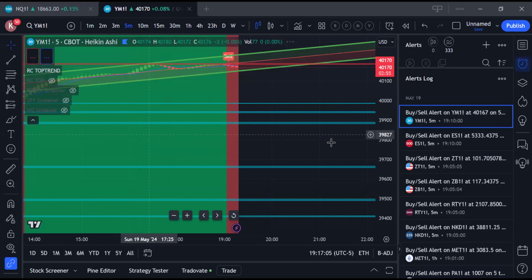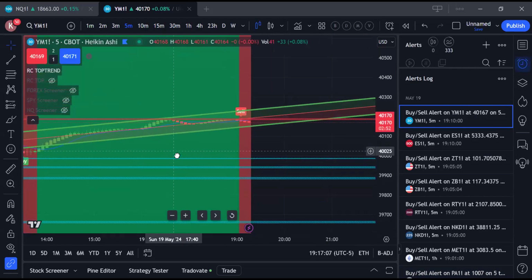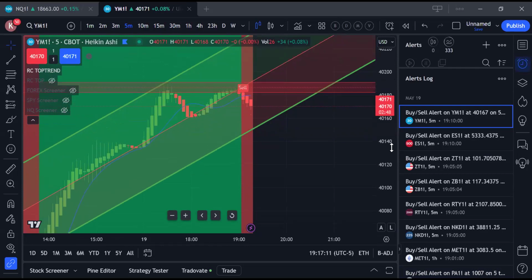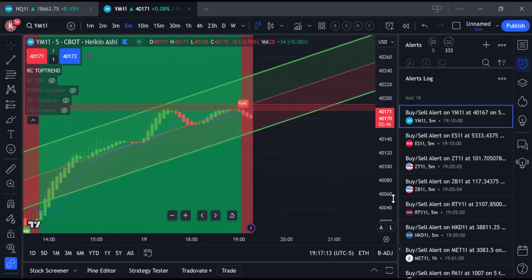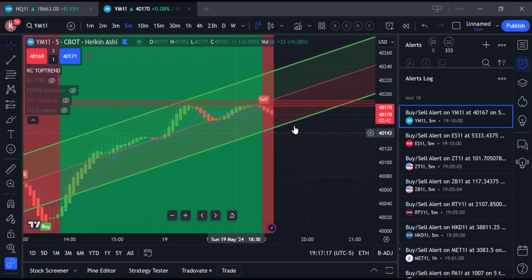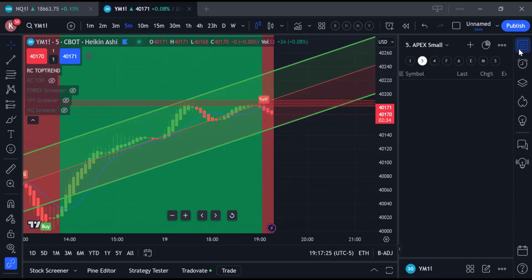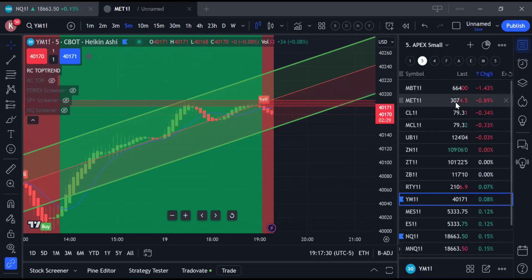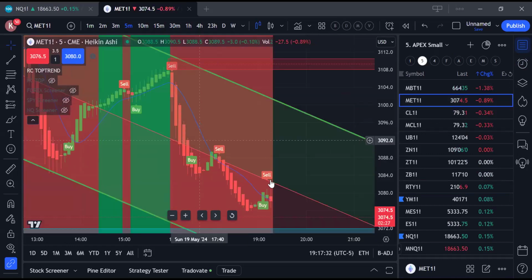This particular indicator is mainly for new traders who want to follow one simple rule. Whenever a ticker is bullish, just wait for the buy signal with the green background. Whenever a ticker is bearish, wait for the sell signal with the red background.